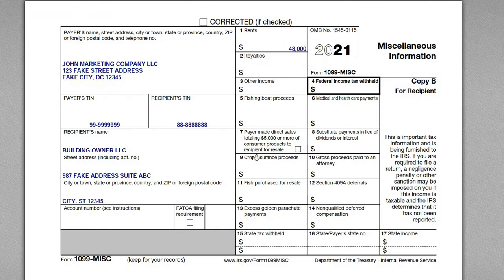Okay, so if we go back to the 1099 Miscellaneous here, let's go over the various fields. The payer here is John Marketing Company LLC. We have the company's EIN, and then we have the recipient, Building Owner LLC, with their EIN and address. And then rents in box 1, right? So we paid $4,000 a month, so $48,000 for the year. That's what's being reported. And if that's all that's being reported to this recipient, all the other fields remain blank.